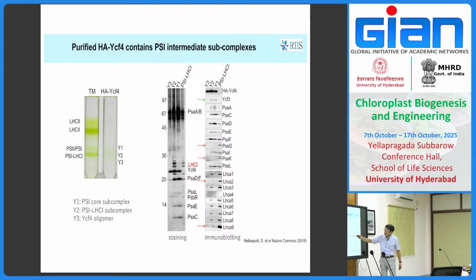The Y3 band is colorless, and we also did immunoblotting to analyze in more detail the composition of the polypeptides. So it's a little bit difficult, small, so it's complicated. This is a reference of PS1-LHC1, the PS1-LHC1 polypeptide pattern here, and Y1 here. Polypeptides of the PS1 reaction center. This is YCF4, HA-tagged YCF4, PSA D, L, E, C. Okay.